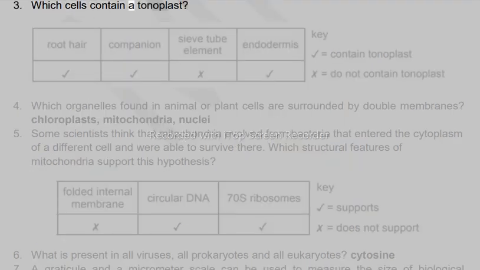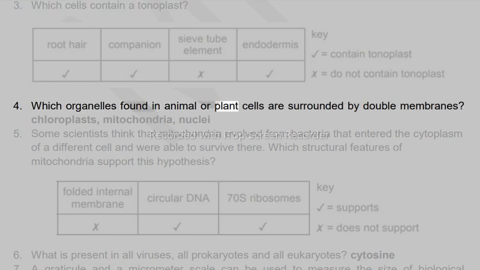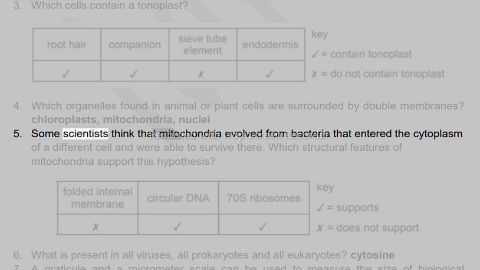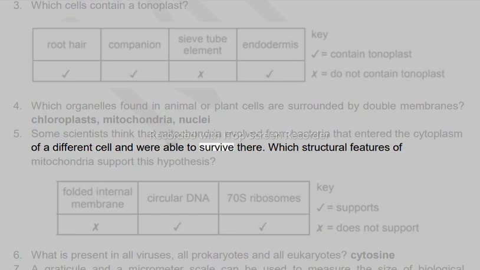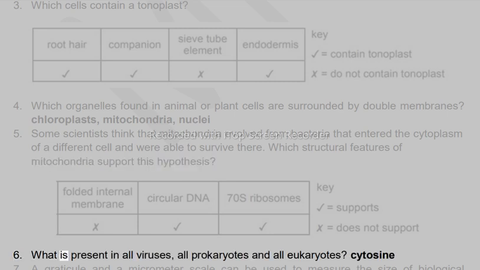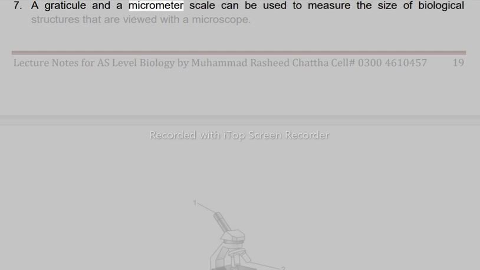3. Which cells contain a tonoplast? 4. Which organelles found in animal or plant cells are surrounded by double membranes? Chloroplasts, mitochondria, nuclei. 5. Some scientists think that mitochondria evolved from bacteria that entered the cytoplasm of a different cell and were able to survive there. Which structural features of mitochondria support this hypothesis? 6. What is present in all viruses, all prokaryotes, and all eukaryotes? Cytosine. 7. A graticule and a micrometer scale can be used to measure the size of biological structures that are viewed with a microscope.